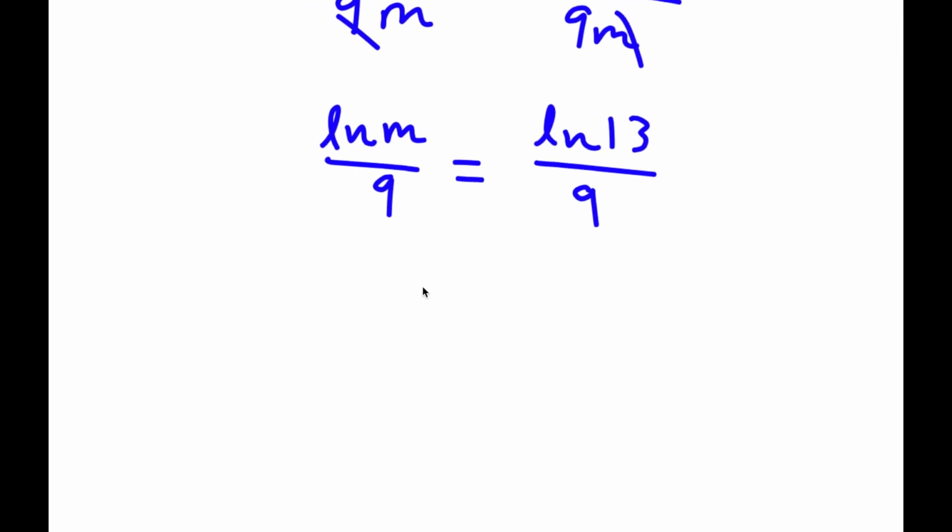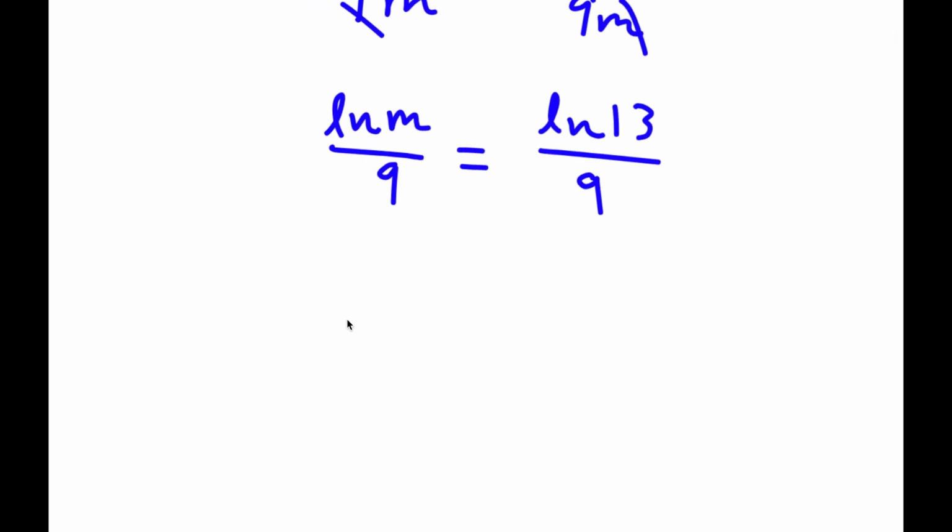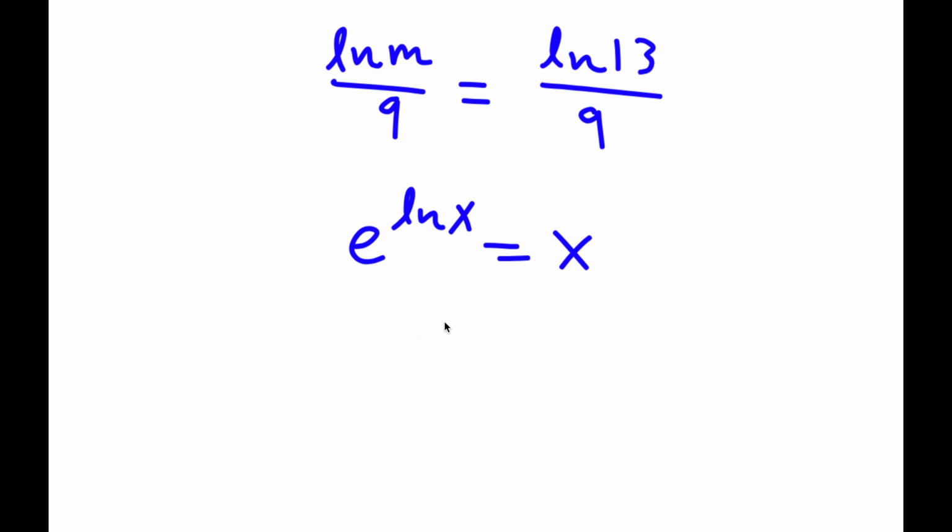Now, I'm going to take something in the form e to the power of ln x. This is equal to x. So now I'm going to change this. This is actually not 9, this is m. This is supposed to be m. So now I'm going to take e to the power of ln m on both sides. Now m here, this is the same thing as e to the power of ln m.